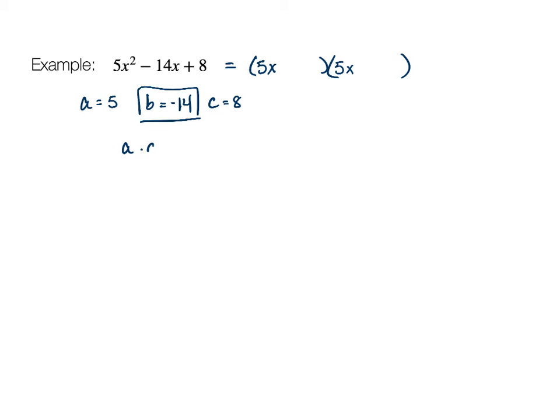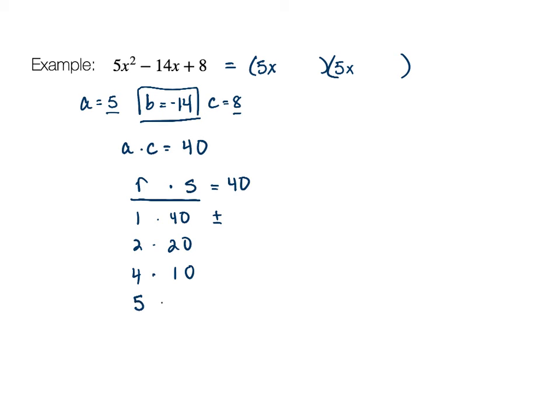And A times C, so 5 times 8, is 40. So R times S, they have to multiply to give me a 40. But when I write them down, they've got to add up to a negative 14. So let's worry about the multiplication first. It could be 1 times 40, 2 times 20, 4 times 10, 5 times 8. 6, 7, then we get to 8 times 5, so we'd start repeating.